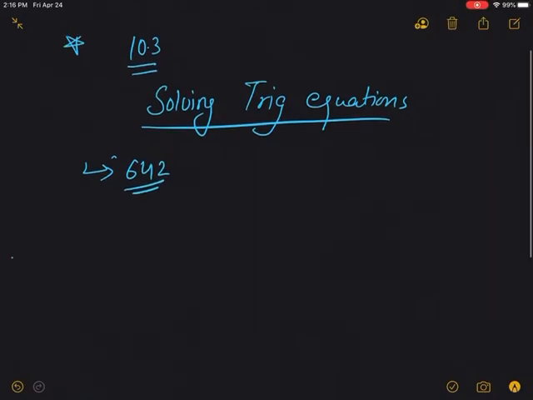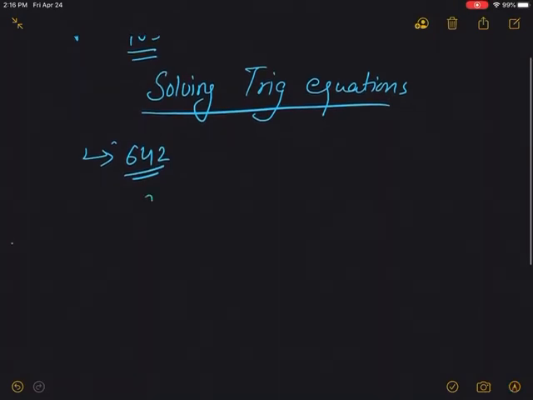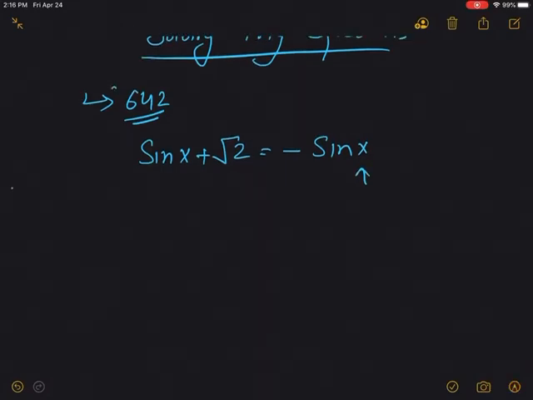So let's start off with example number 1. I have sine x plus radical 2 equal to negative sine x. So we're solving for this x, which is the angle in this equation. You need to find all possibilities for the angle. How do we do it?